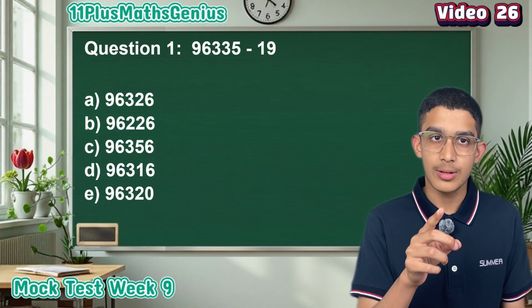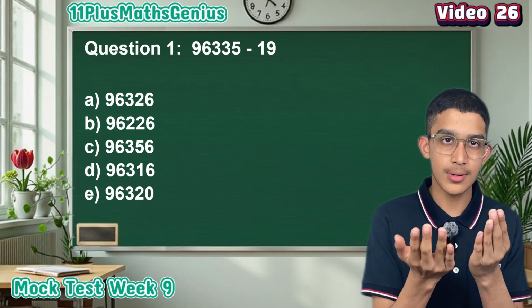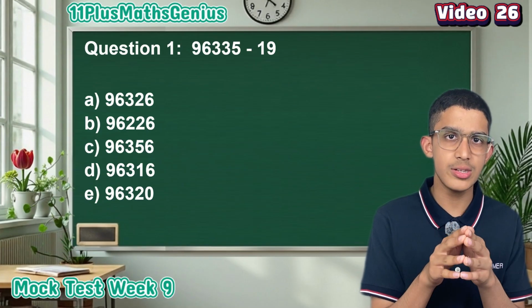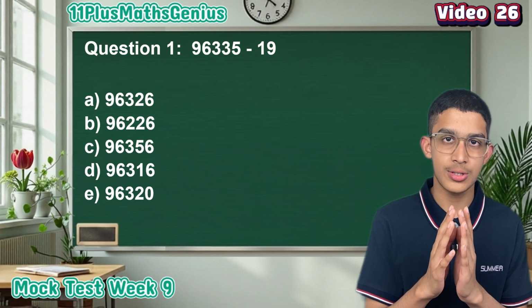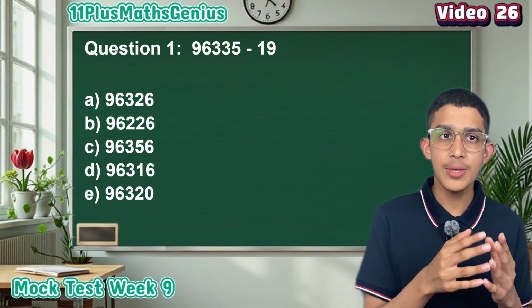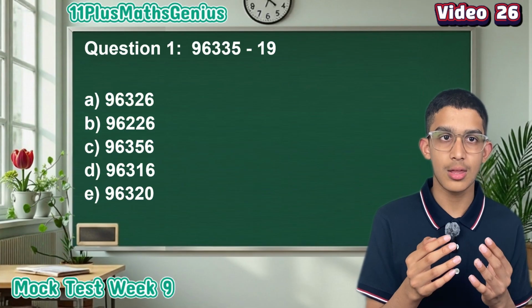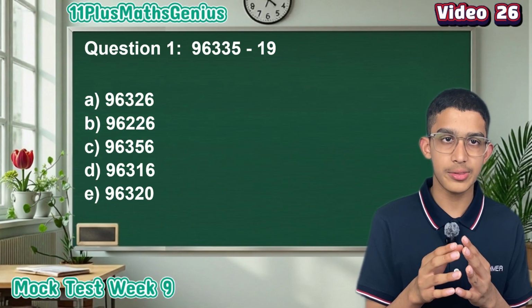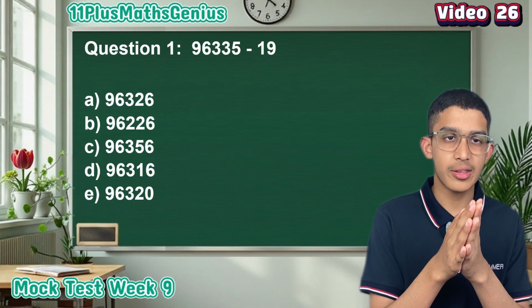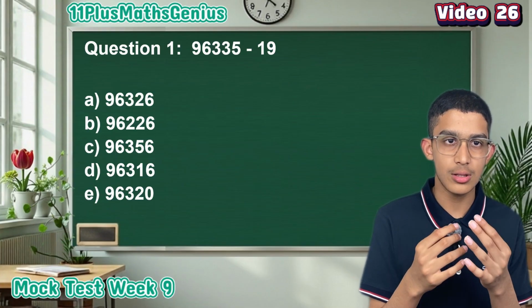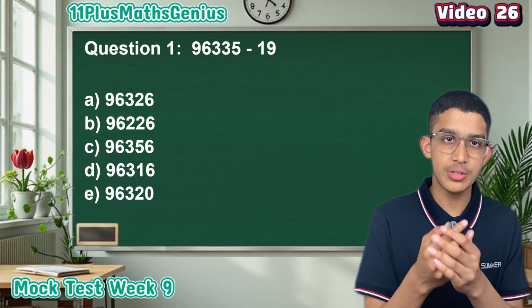Question 1. 96,335 minus 19. A. 96,326. B. 96,226. C. 96,356. D. 96,316. Or E. 96,320.